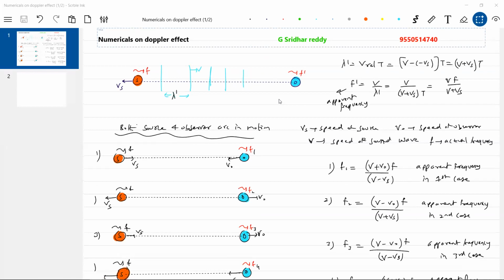Yesterday, if you can recollect, we had a discussion on the Doppler effect, and we took the source and observer both moving. Then we got the apparent frequency. What will happen to the wavelength? Because we have to focus on the wavelength also, no? The parameter of wavelength. So what will happen to the wavelength?